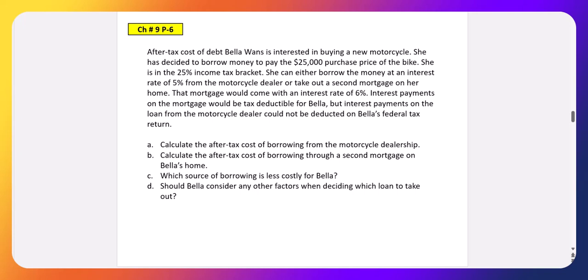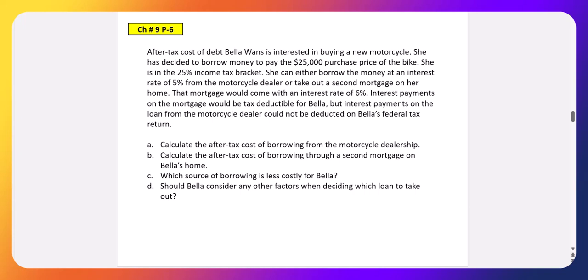She can either borrow the money at an interest rate of 5% from the motorcycle dealer or take out a second mortgage on her home. The mortgage would come to an interest rate of 6%. Interest payments on the mortgage would be tax deductible for Bella, but interest payments on the loan from the motorcycle dealer would not be deducted on Bella's federal tax return.